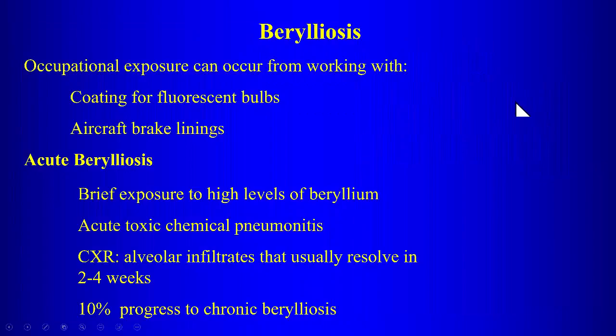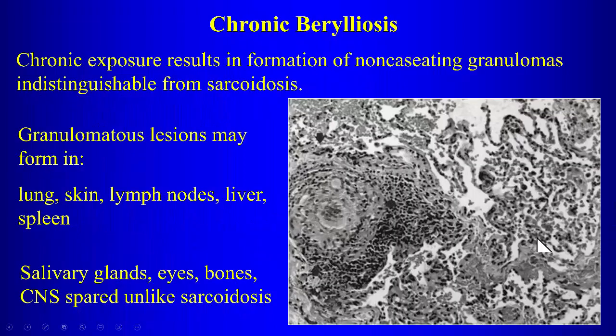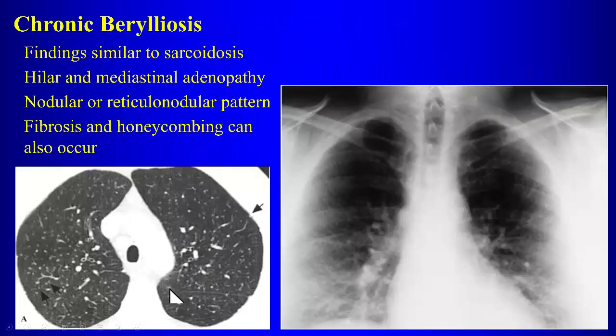Upper lung nodular distribution, they can also develop lymphadenopathy. And so fluorescent bulbs, aircraft brake linings, high levels of beryllium, they might get a toxic pneumonitis, but the chronic berylliosis looks like sarcoid, okay? And they also get non-caseating granulomas, so they get a similar lesion on pathology. So the granulomas can form in the lung, skin, lymph nodes, liver, spleen, salivary glands, eyes, bones, CNS spared, unlike sarcoid. That's the difference.